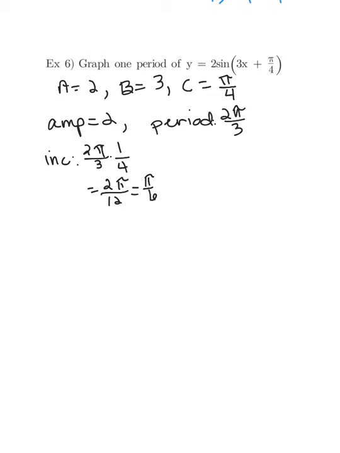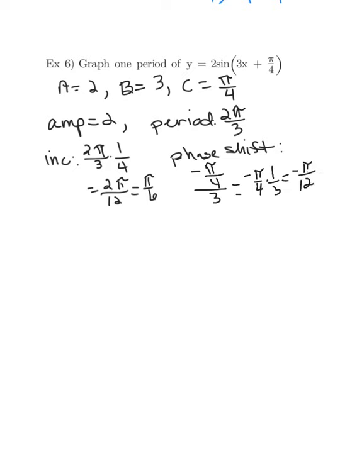Phase shift. We're going to do the opposite of our C, which is negative pi over 4. And we're going to divide that by the b, which is 3. Well, that becomes negative pi over 4 times 1/3, which gives us negative pi over 12. So this graph is going to, instead of starting at 0, move left pi over 12.